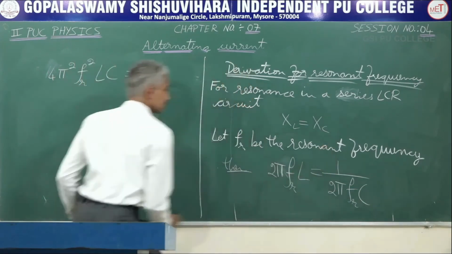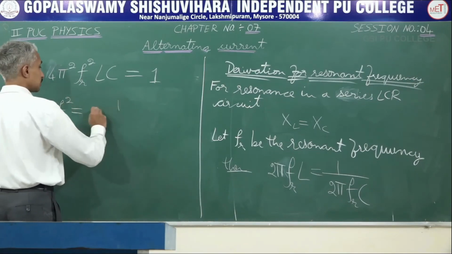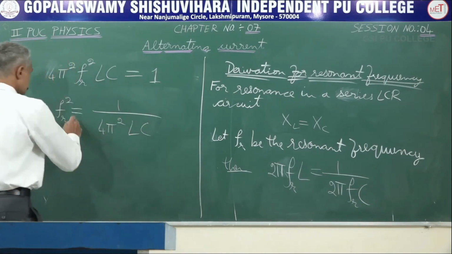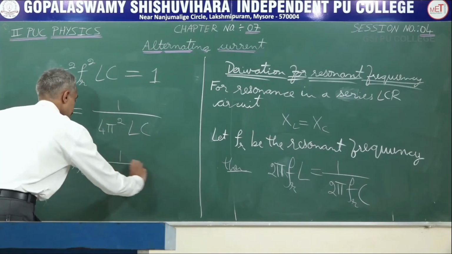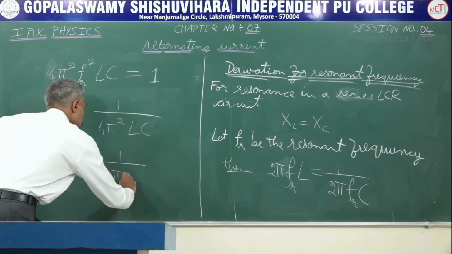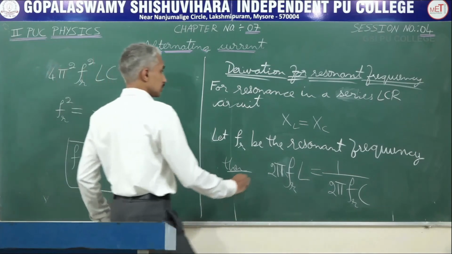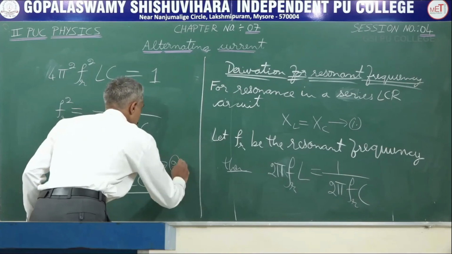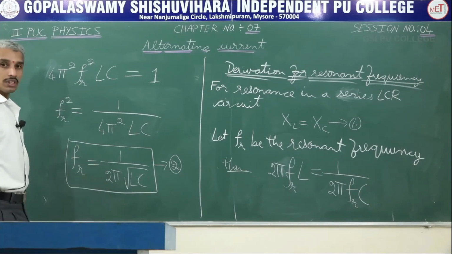Just cross multiply, and Fr square is going to be equal to 1 by 4 pi square L into C. Finally, resonant frequency is going to be the root of this. We will get that as 1 divided by 2 pi root LC. So I can take this as equation 1 and this one as equation 2. So equation 2 gives the expression for resonant frequency. Fr is equal to 1 by 2 pi root LC.